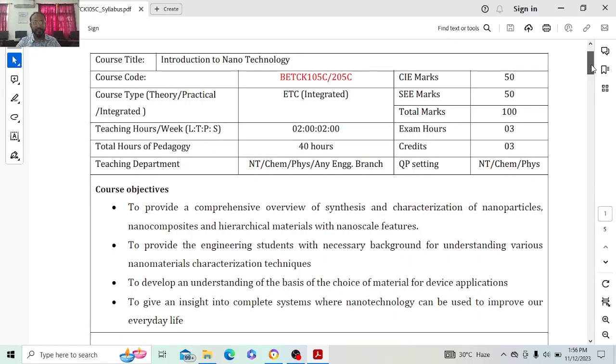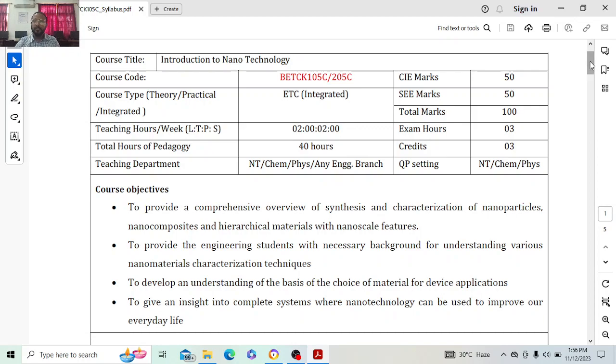ETC, that is integrated. So here we have the code for BETCK105C or 205, because some semesters it will be in the first semester and some semesters in the second, because of the physics and chemistry cycles.